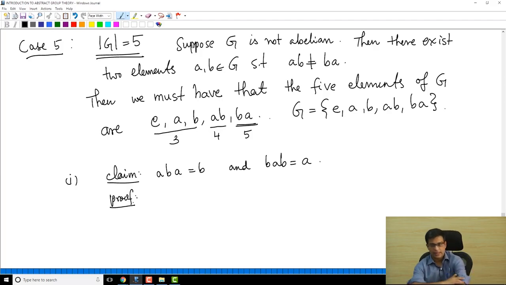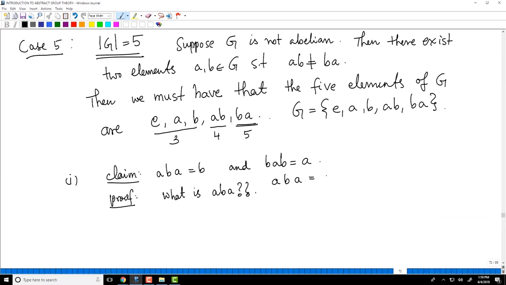This is exactly as before. I am going to systematically eliminate all other possibilities. I will do one of them, the other being exactly similar. So what is ABA? Remember, ABA is an element of the group, so it must be one of E, A, B, AB or BA. So suppose we have 5 possibilities, right.